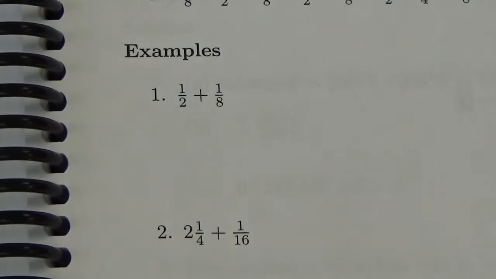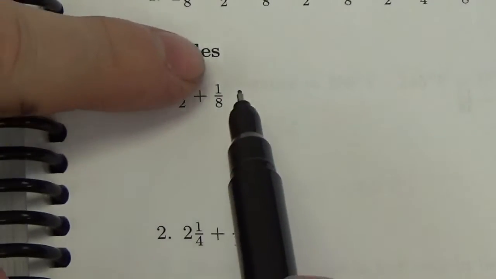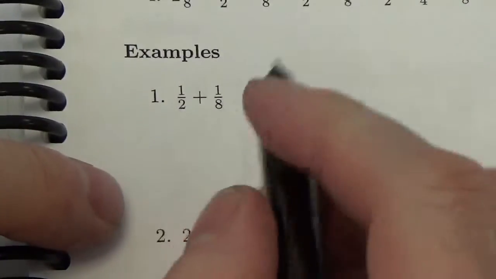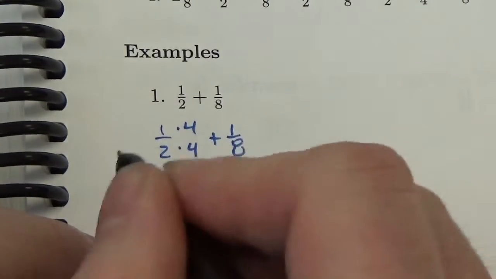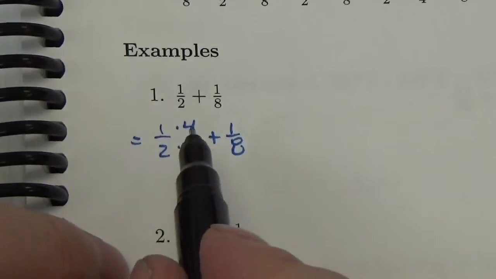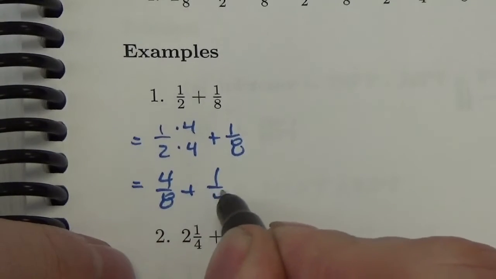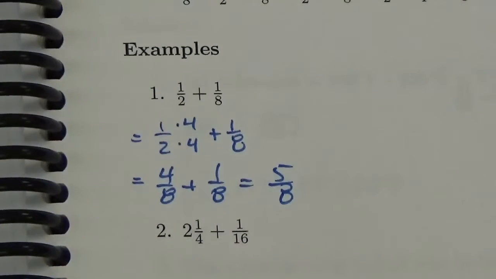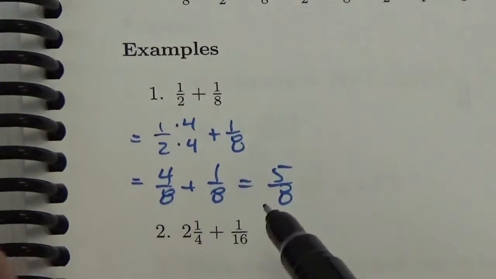So let's take a look at some examples here. We're going to add a half and an eighth. So I've got 1/2 and I've got 1/8. I need to make the denominators the same, and I can do that by taking that 1/2 and multiplying the numerator and denominator by 4. So this expression will be equal to 4/8 plus 1/8, which is 5/8. That's just how you do it, but you almost have to say it correctly to make it make sense. 4/8 plus 1/8 is 5/8.